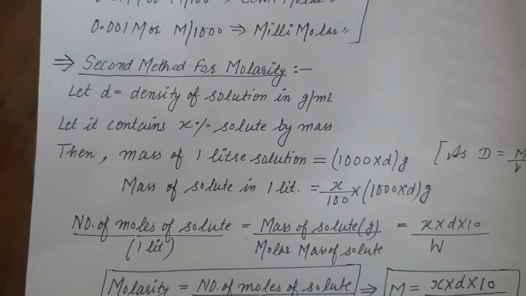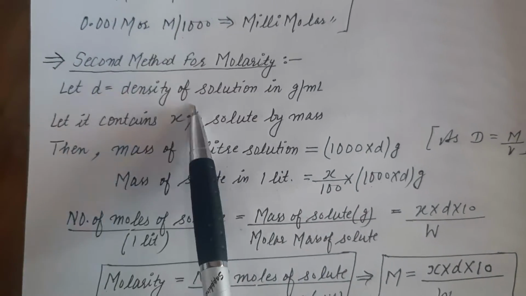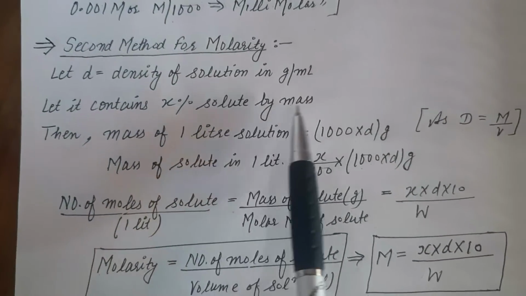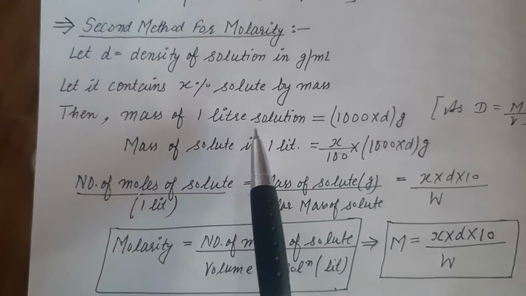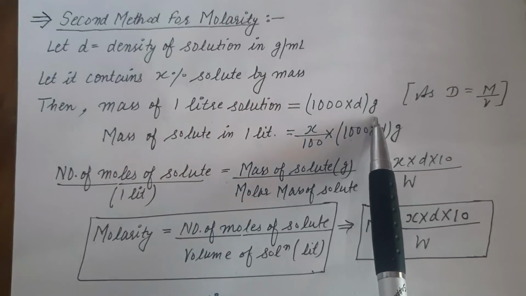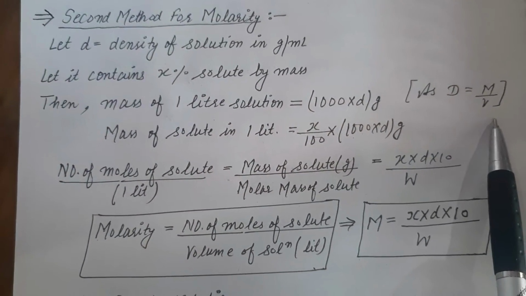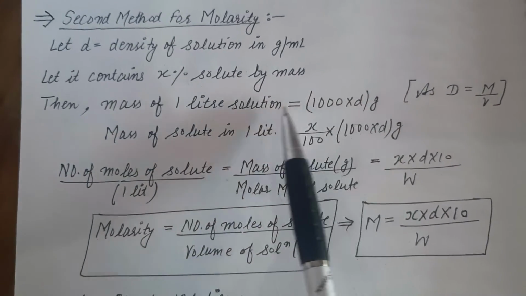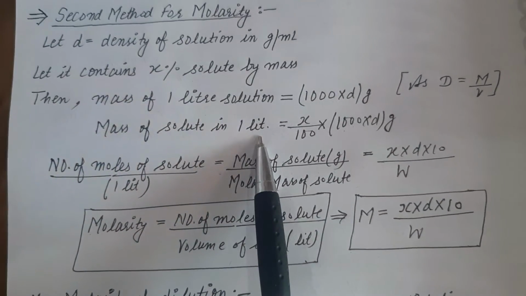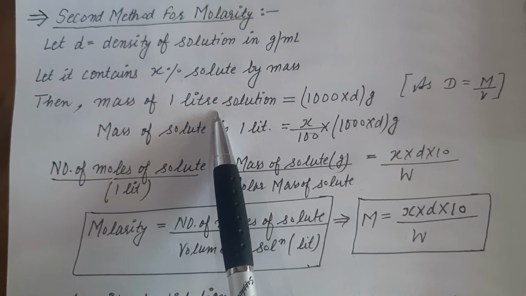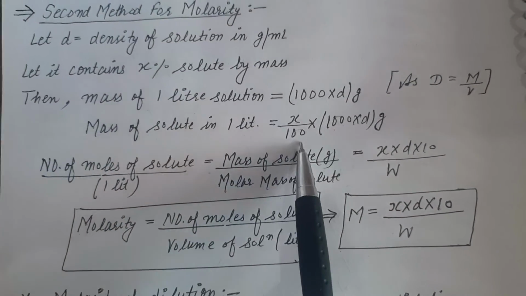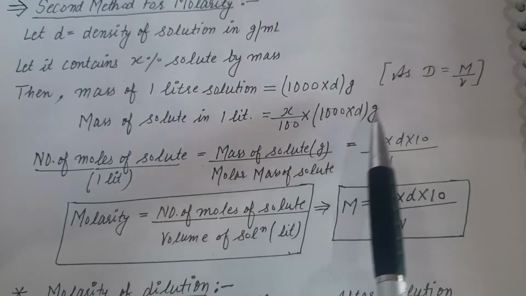Second method for molarity: let d be the density of solution in gram per milliliter. Let it contain x percentage of solute by mass. Then the mass of 1 liter solution is equal to 1000 into d gram, as density is equal to mass upon volume. So the mass of 1 liter solution will be 1000 d gram. Mass of solute in 1 liter will be x by 100 into 1000 into d gram.